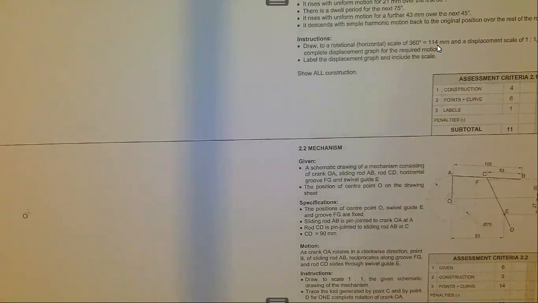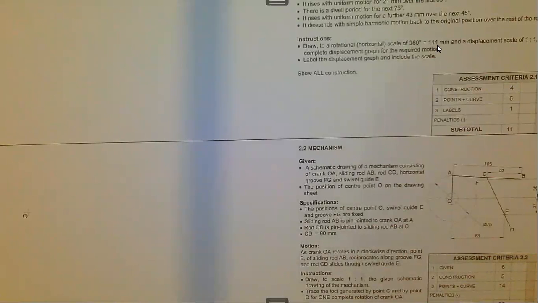The positions of center point O, the swivel guide E, and the groove FG are fixed. When anything in terms of mechanism is said to be fixed, which means it does not move, we cannot remove it from that particular point. So you have got point O, it's fixed there, it's not going to move. We have got point E, it's fixed there, it's not going to move. We have got the groove FG, it's fixed there, it's not going to move away.